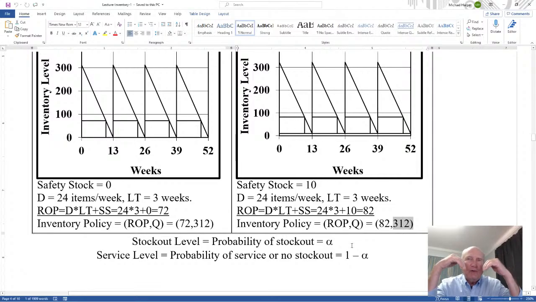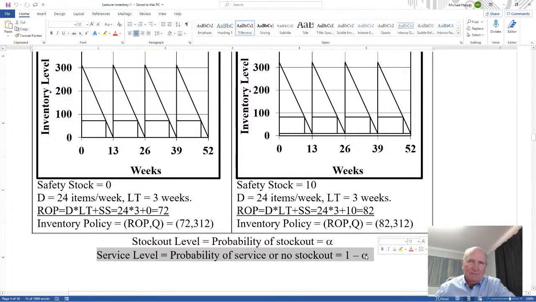So to lower the probability of stock out, we will increase our safety stock, because the more safety stock we have, the more inventory we have to guard against stock out. If you're guarding against stock out, you're lowering the probability of having stock out. Well, the service level in this development will be defined as the probability of no stock out. So 1 minus alpha is the probability of the service level.